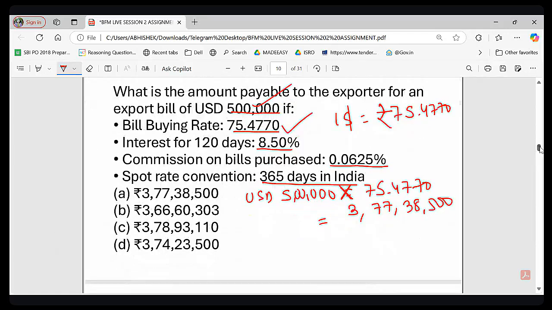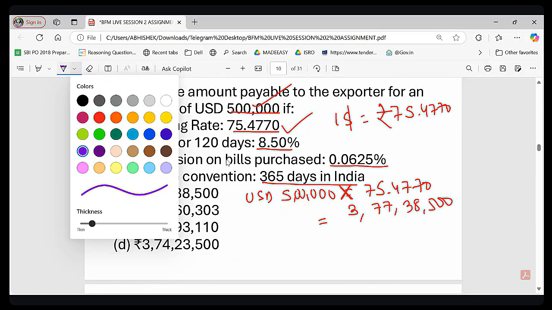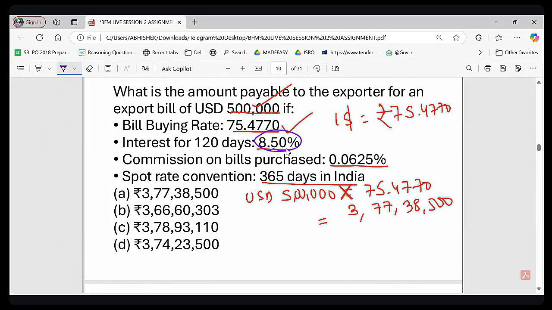Now the interest rate is given as 8.50%, right? As you can see, the interest rate is 8.50%. We are using the 365 day convention. How do we calculate the interest for 120 days? Type your approach. How will you calculate it?